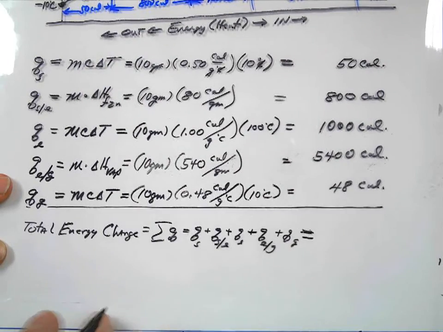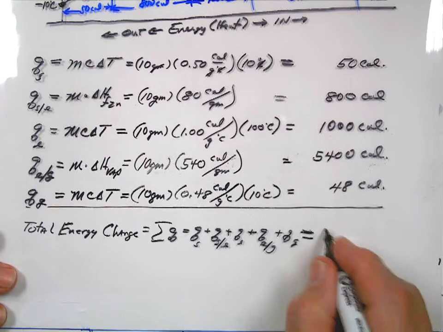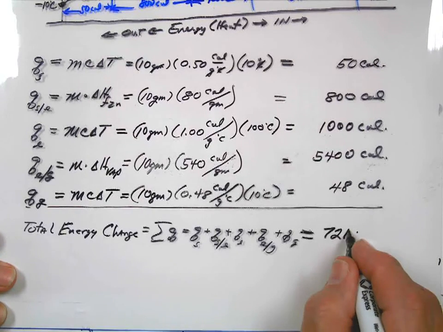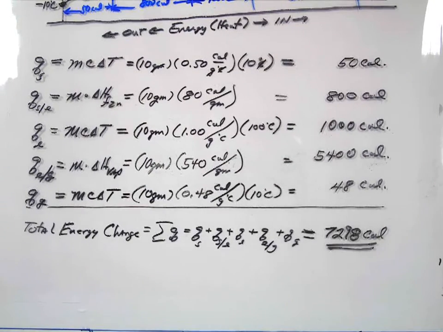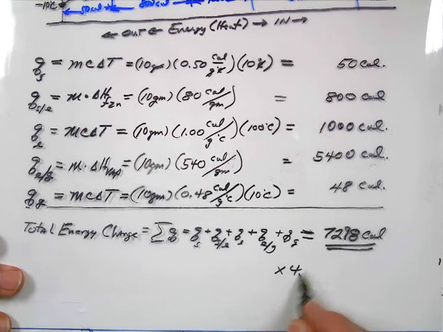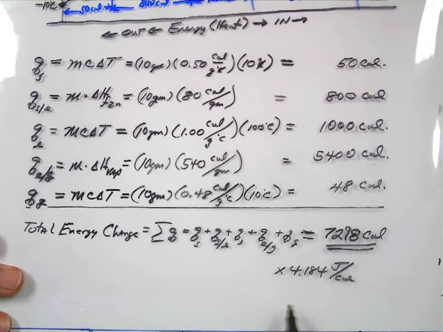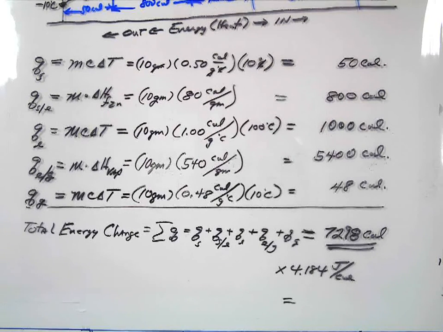Anybody run this out for me? 1998. Okay. Times 4.184 joules per calorie, of course, will carry you to joules if you so needed to, for whatever reason, arbitrary reason.